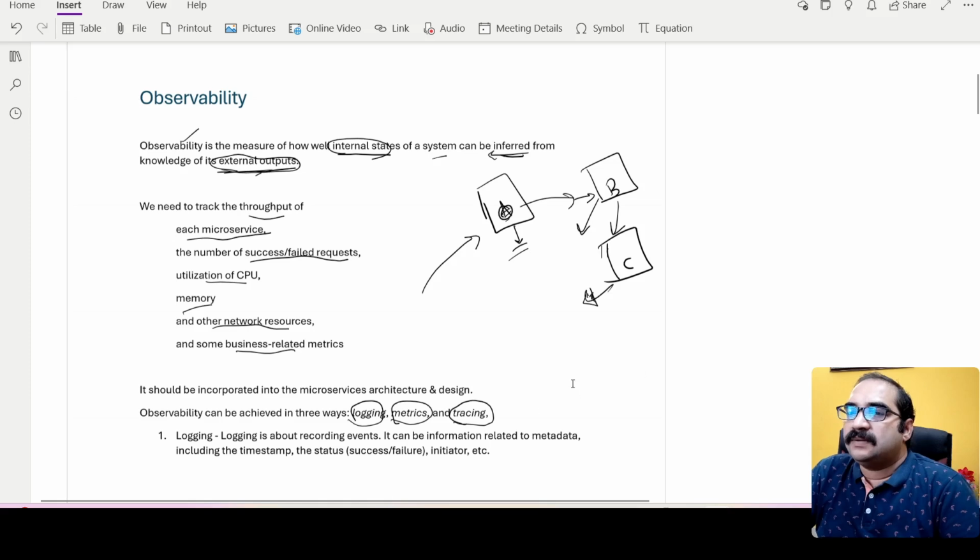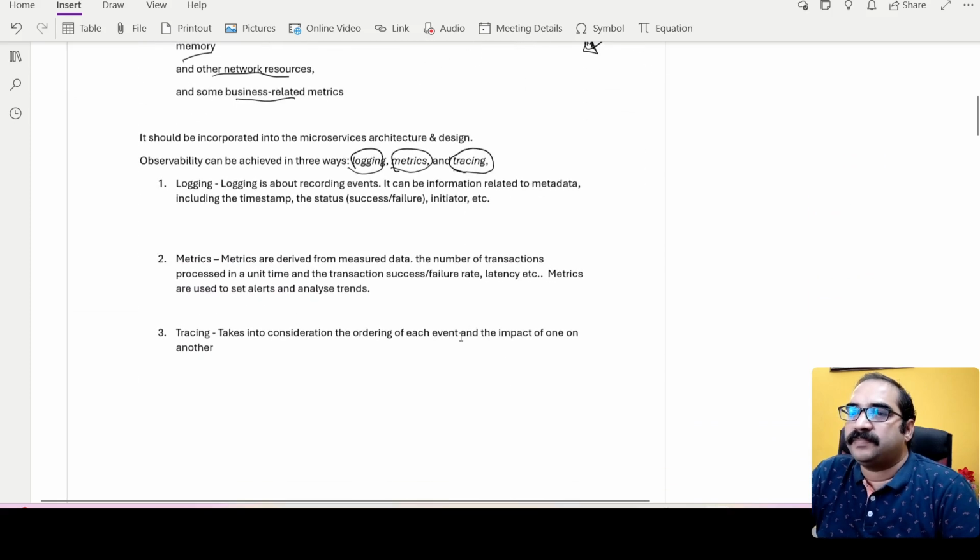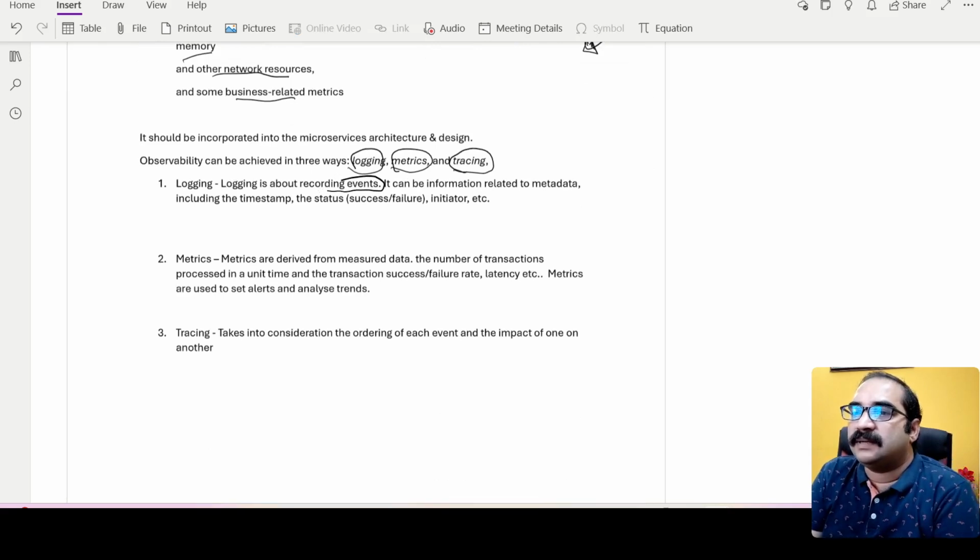Let's get into some details of each of them. So logging is about recording events. An event is, for example, a request came to a microservice, it has processed the request, and it has sent a response back, right? So these are different events, and they can be related to metadata.